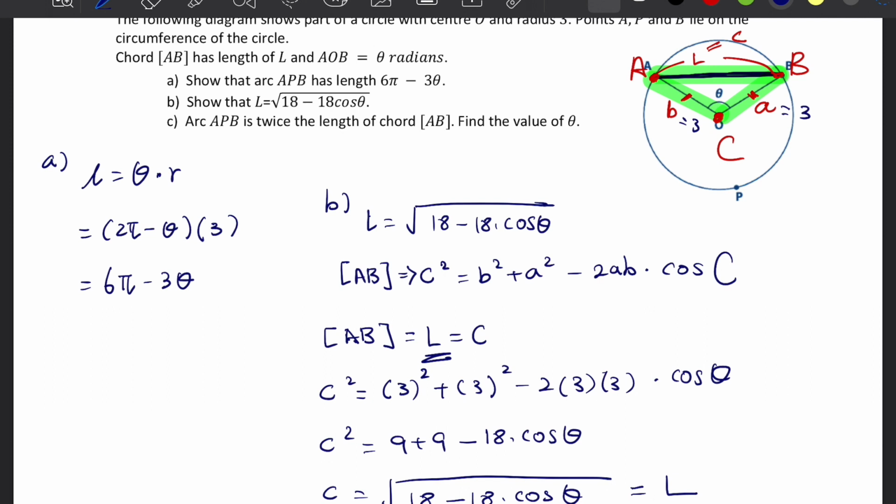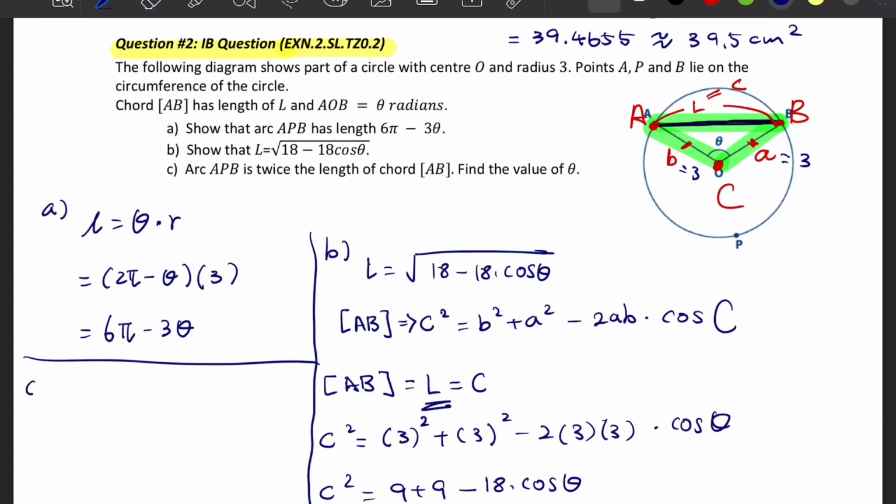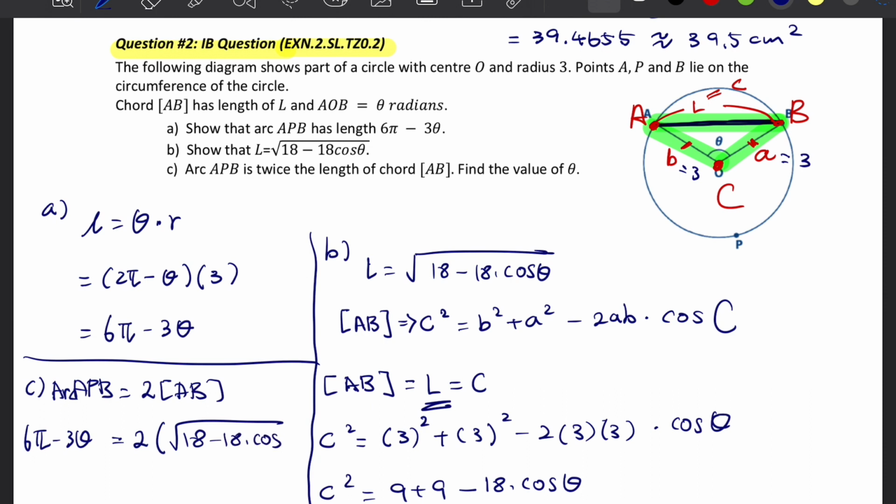Let's talk about question C. We know that arc APB is twice the length of the chord AB. We need to find the value of theta. So the arc APB is the same as twice the chord AB. We can set the equation like 6 pi minus 3 theta equals 2 times square root of 18 minus 18 times cosine theta. So we have an equation, right?